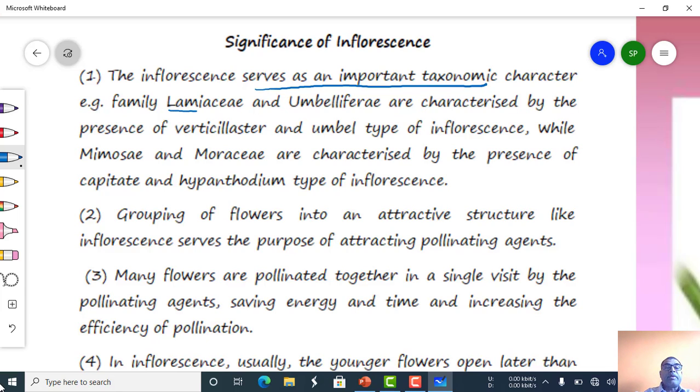Example, if you see the family Lamiaceae, verticillaster type of inflorescence is present; family Umbelliferae or Apiaceae, umbel type of inflorescence; family Mimosae, globose head or capitate type of inflorescence; family Moraceae, hypanthodium type of inflorescence; Asteraceae family, capitulum type of inflorescence. So a particular type of inflorescence is present in a particular family.